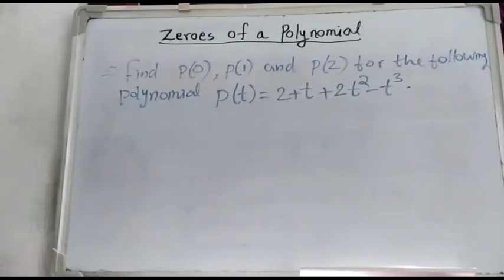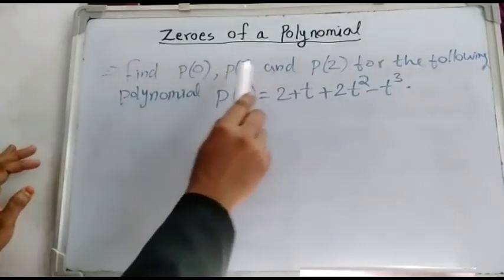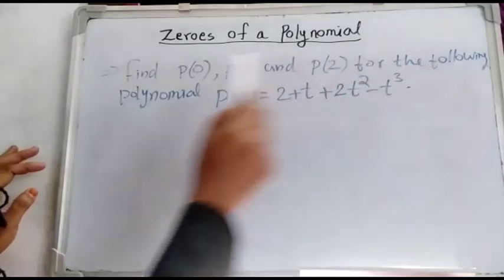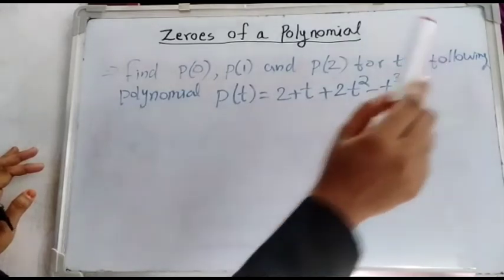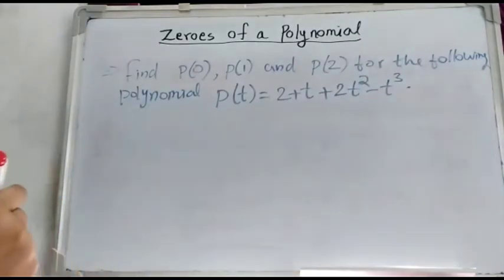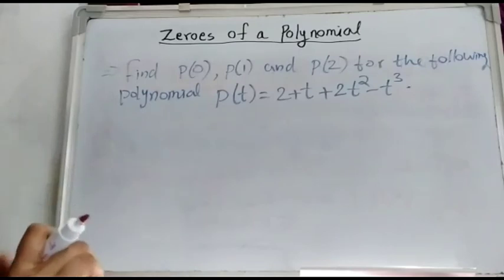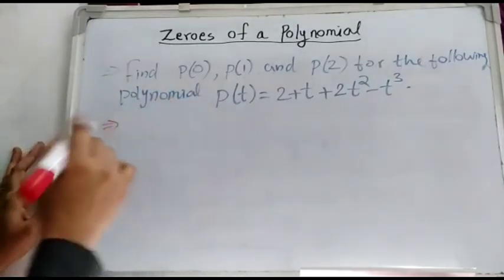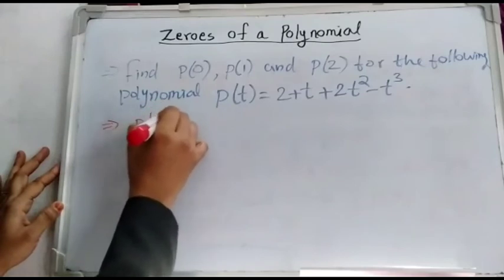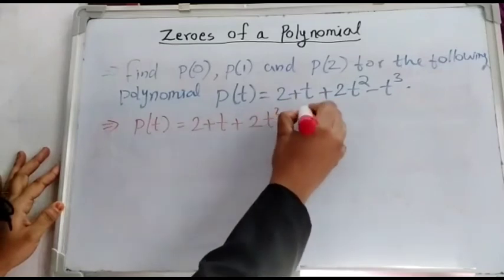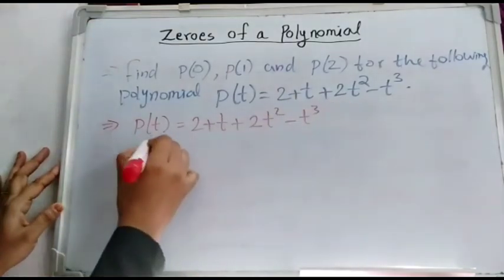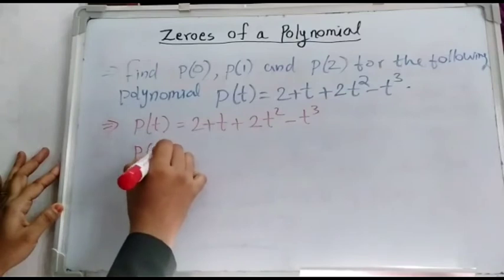Dear students, let us discuss another example. This is also very important. So, I will read the question. Find p of 0, p of 1 and p of 2 for the following polynomial. P of t is equal to 2 plus t plus 2t square minus t cube. So we need to find p of 0, p of 1 and p of 2. So, let's write the polynomial. P of t is equal to 2 plus t plus 2t square minus t cube. Then first p of 0.